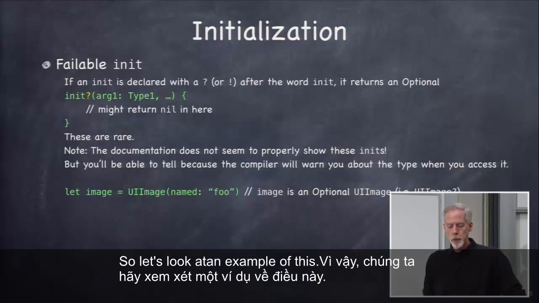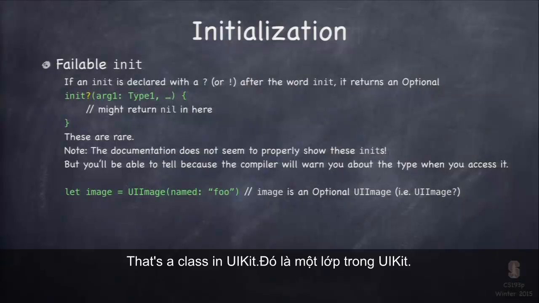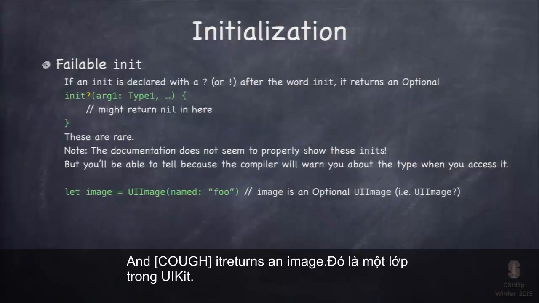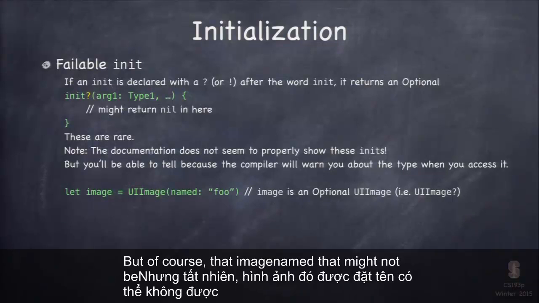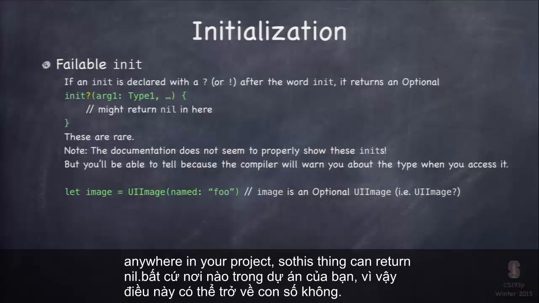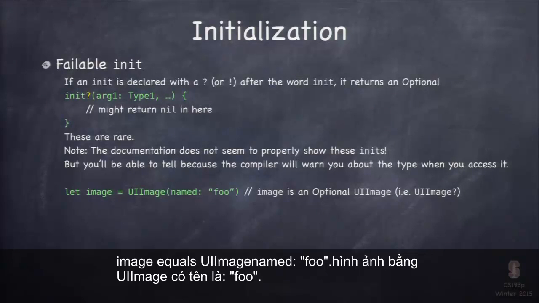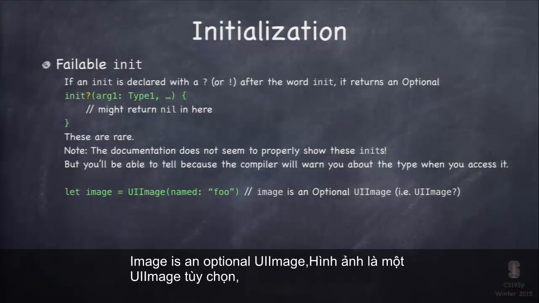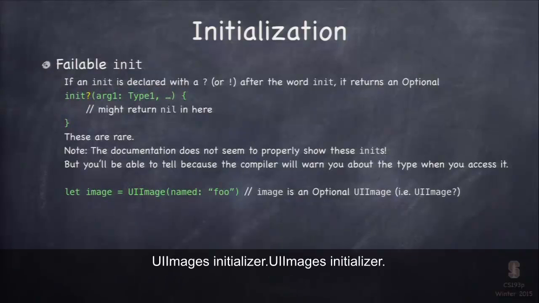So let's look at an example of this. UIImage, okay? It's a class in UIKit. And it returns an image. And you can ask for an image by its name. But of course, that image named that might not be anywhere in your project. So this thing can return nil. So in this case right here, image equals UIImage named foo. Image is an optional UIImage, even though I'm calling an initializer there, right? It's UIImage's initializer that could fail.